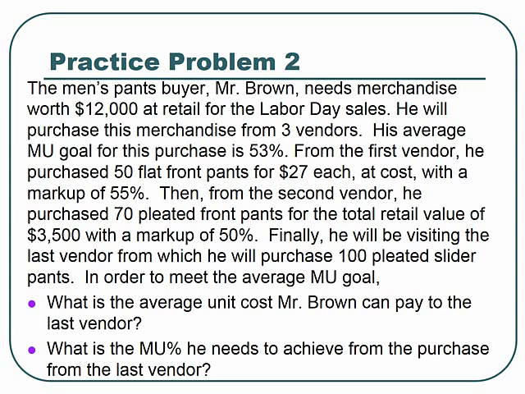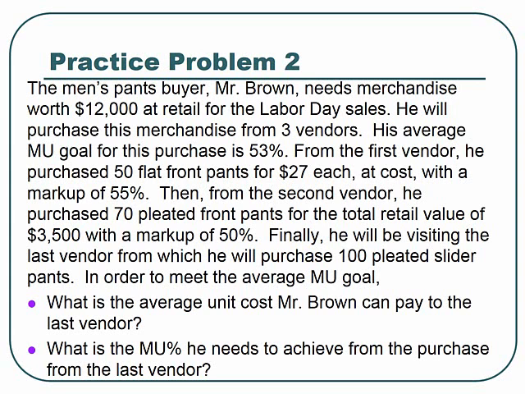The men's pants buyer, Mr. Brown, needs merchandise worth $12,000 at retail for the Labor Day sales. So $12,000 at retail value is all this buyer needs for these sales, and that will become your total retail budget for the total merchandise. He will purchase this merchandise from 3 vendors. His average markup goal for this purchase is 53%. So now we have the average markup goal.